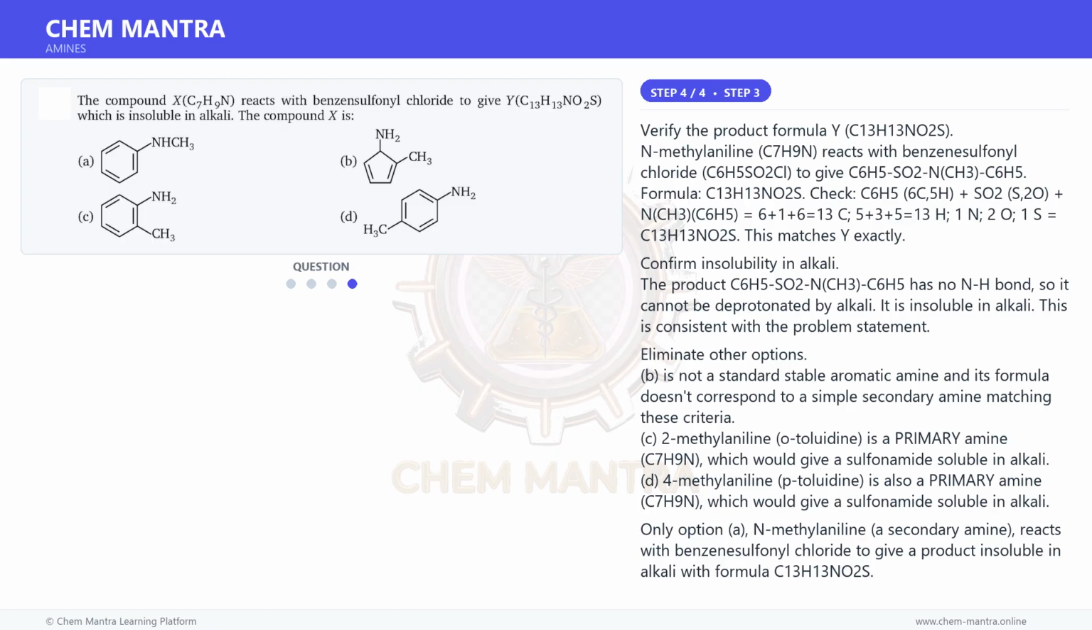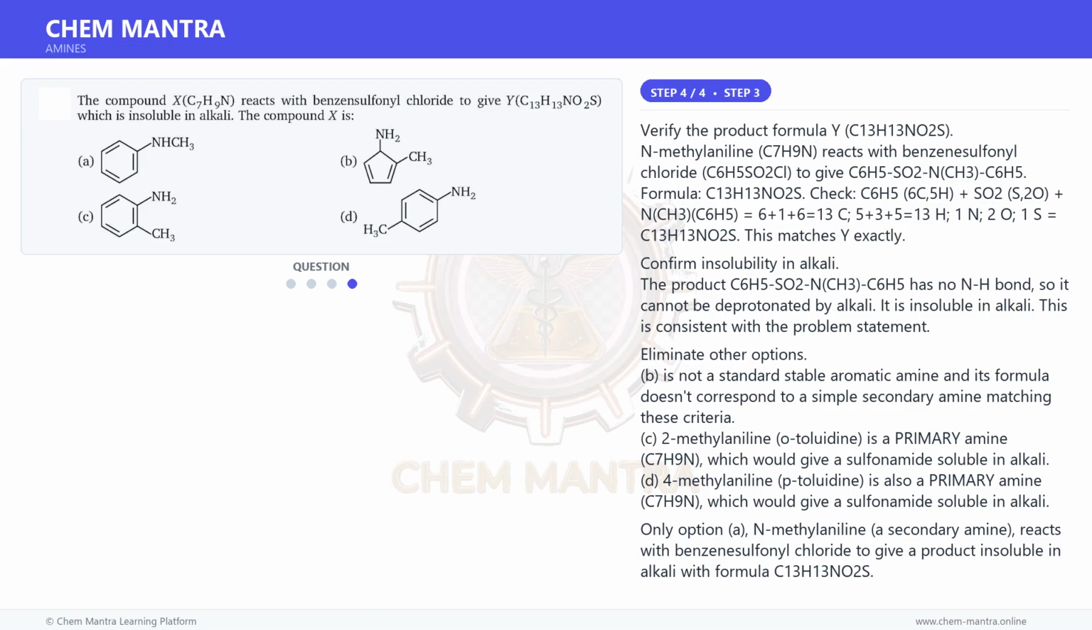Eliminate other options. B is not a standard stable aromatic amine, and its formula doesn't correspond to a simple secondary amine matching these criteria. C, 2-methylaniline, or toluidine, is a primary amine, C7H9N, which would give a sulfonamide soluble in alkali. D, 4-methylaniline, p-toluidine, is also a primary amine, C7H9N, which would give a sulfonamide soluble in alkali.